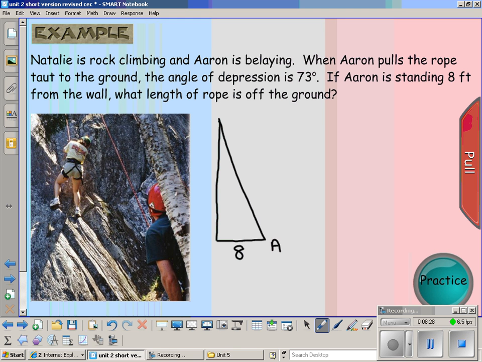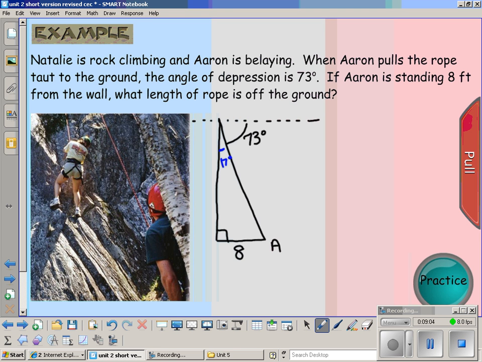Now here's what we have, the angle of depression. So what we have to do is draw in a horizontal line at the top. And remember, angle of depression goes down. They tell us the angle of depression is 73 degrees. Now that angle measure is not in the triangle. But remember what we can do. We can find the missing angle right up here by going 90 minus 73. So we know it's 17 degrees.